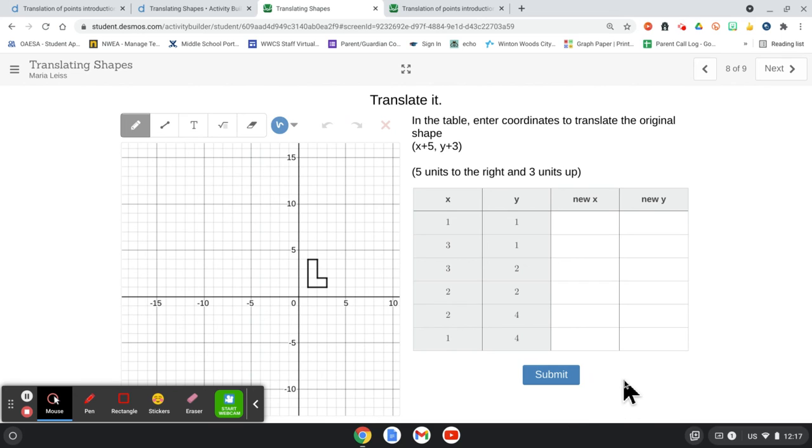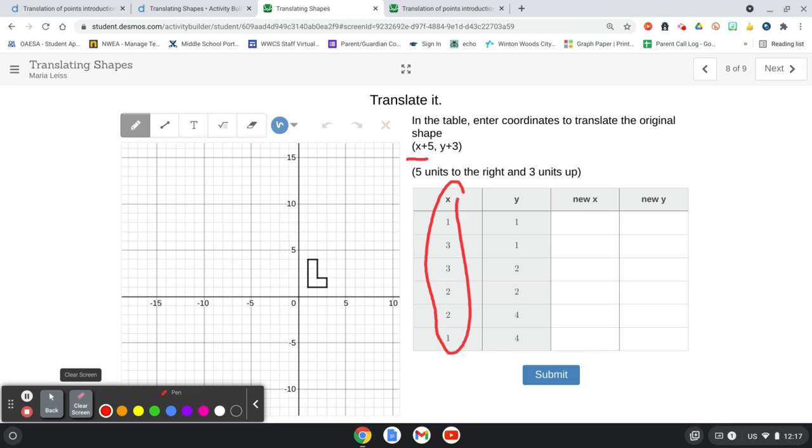Slide 8, this is where it can get a little bit tricky for some students. Now you're going to fill in the table. These are the x and y values for this shape. This is the rule we're going to follow. What that rule says is that each x value you see, which is all these, we're going to add 5 to it. Each y value you see, we're going to add 3.